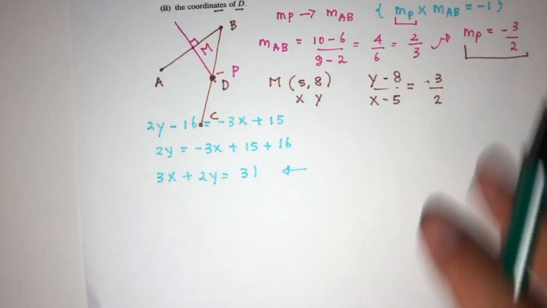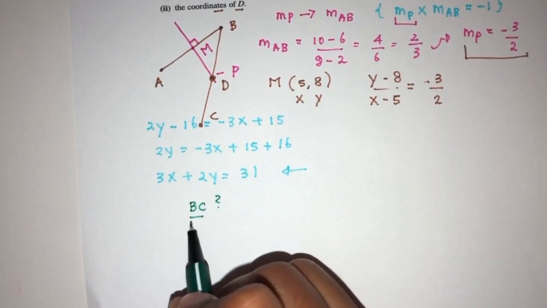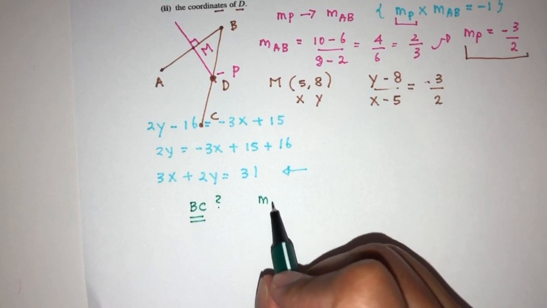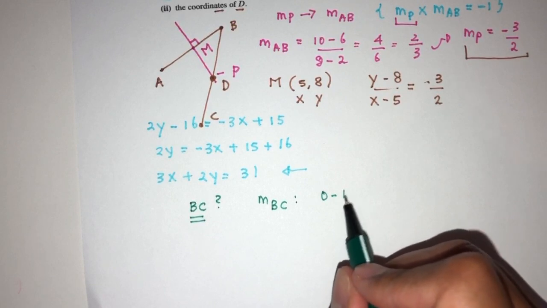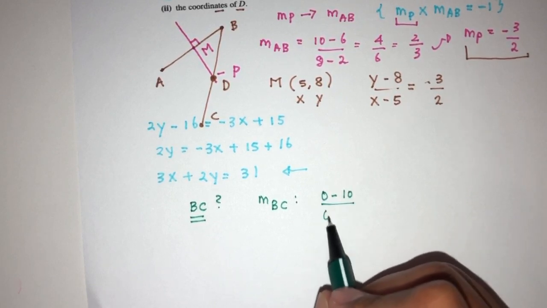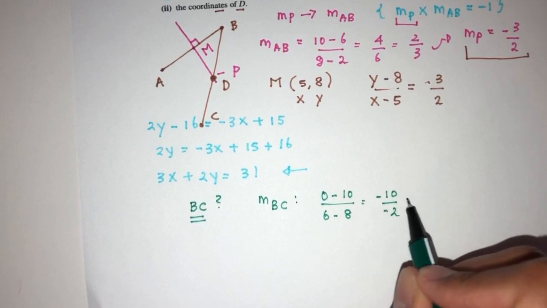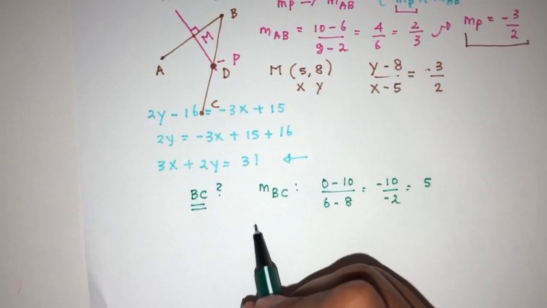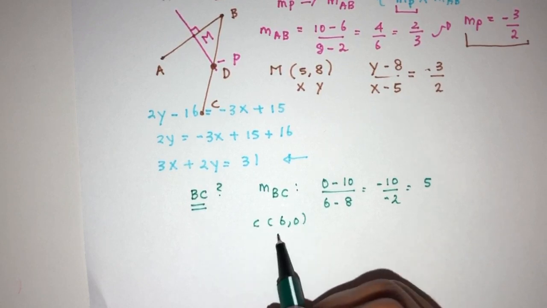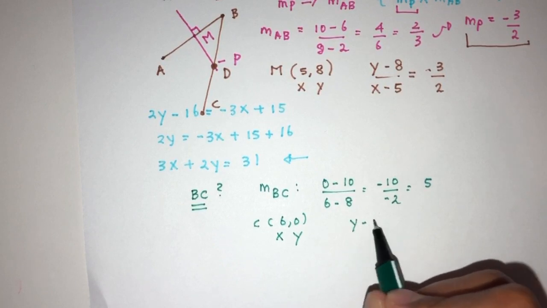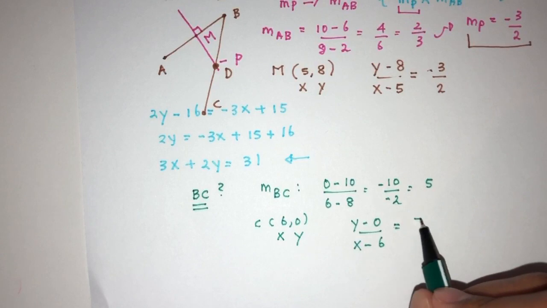Now we have to first find out what is the equation of BC. It is also a straight line, so you first have to find the gradient of BC. That will be y2 minus y1 over x2 minus x1, minus 10 over the value of minus 2, that should be 5. So the passing point there will be, let's use the point C, that should be 6, 0. That'll be x and y. So y minus its corresponding value over x minus its corresponding value equal to 5.